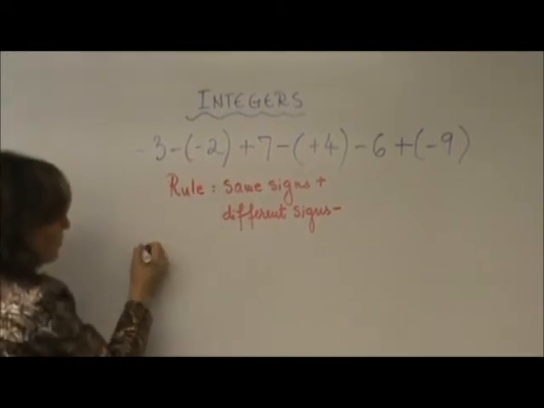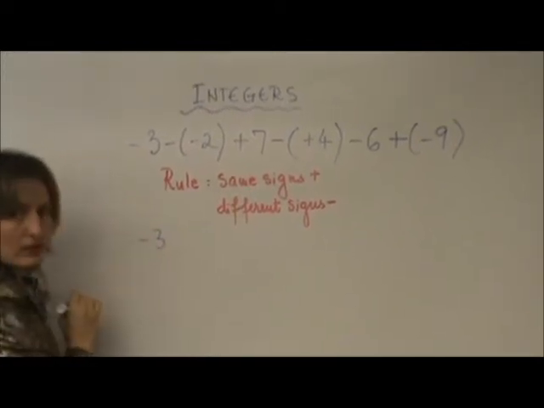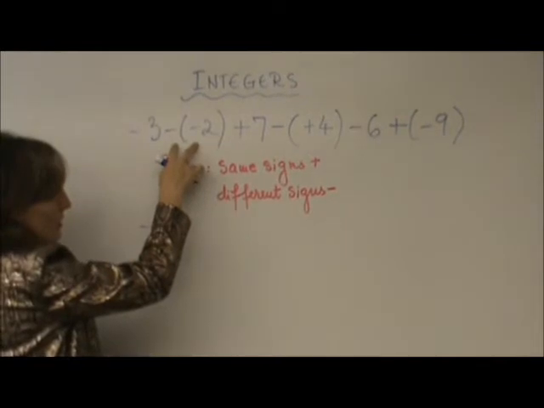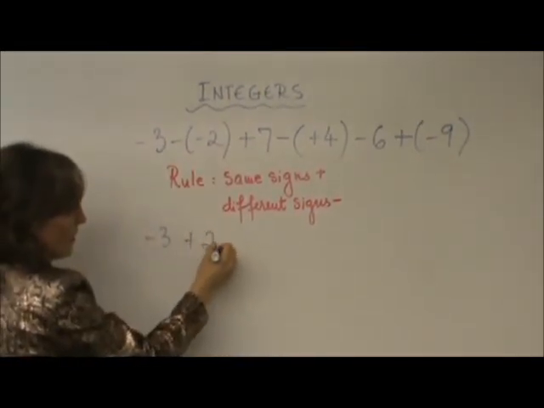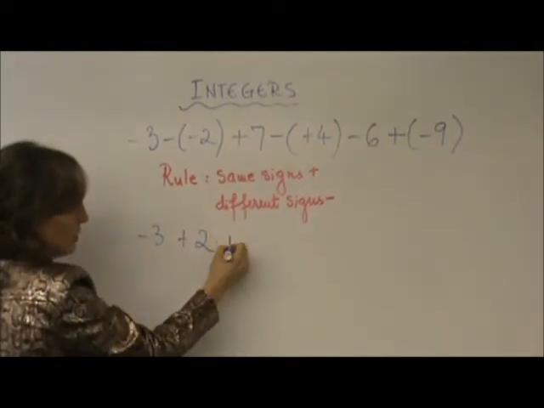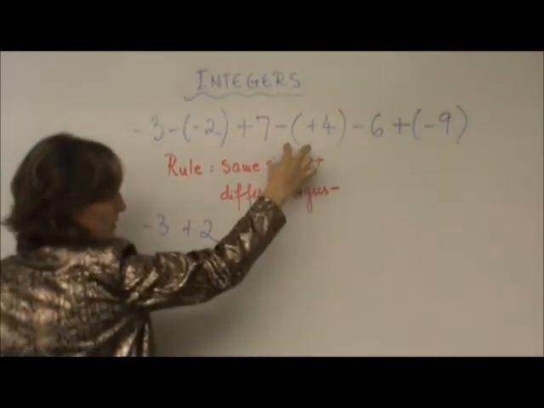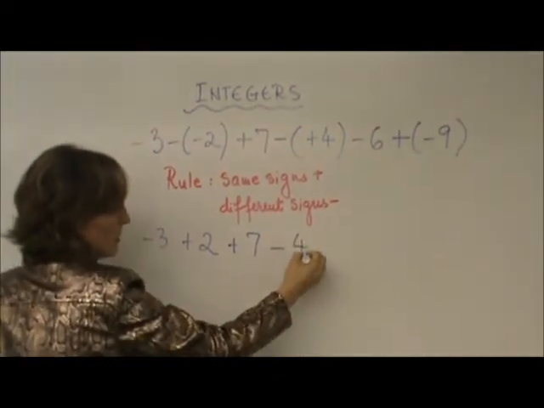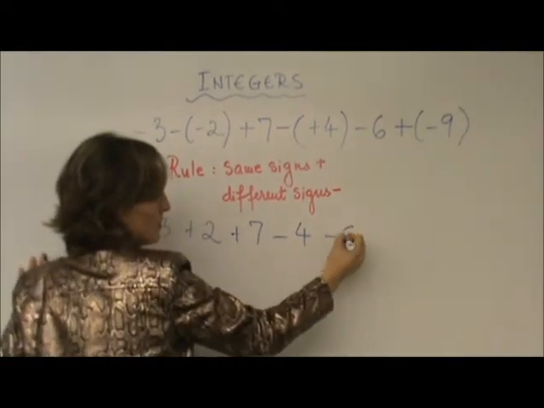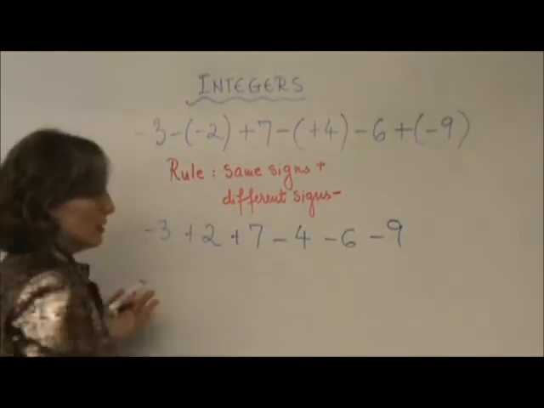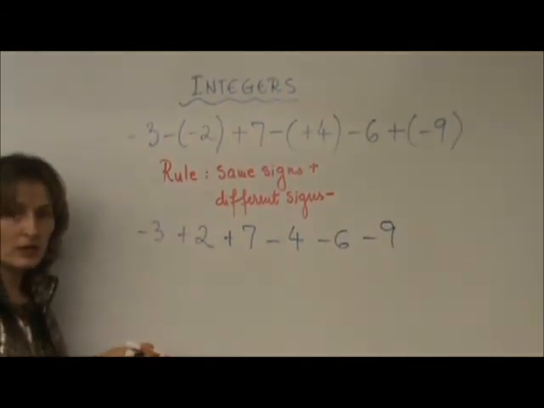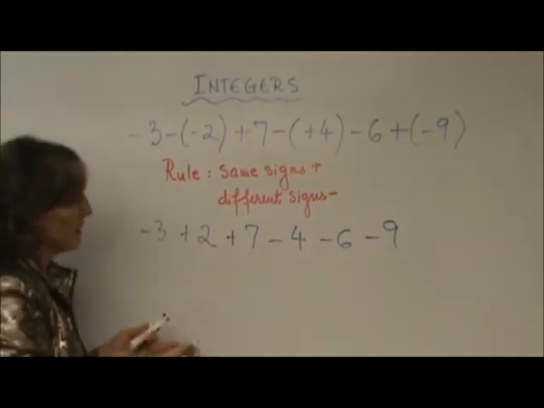Negative 3, that's only one sign, no need to combine them. Two signs here, I have to combine them. Same sign, it's a positive. One sign, no need to combine. Different signs, negative. One sign stays the same. Different signs, negative. So my problem is much easier now. It's nothing else than a chart.